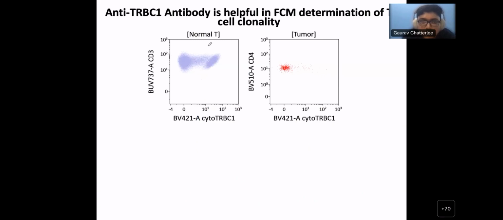So think of it this way. Look at this plot. This is the normal T cells. They are showing equitable distribution of TRBC1. Some of them are positive, some of them are negative. Whereas our tumor cell in this case, they were completely negative. So that shows that they are clonal.